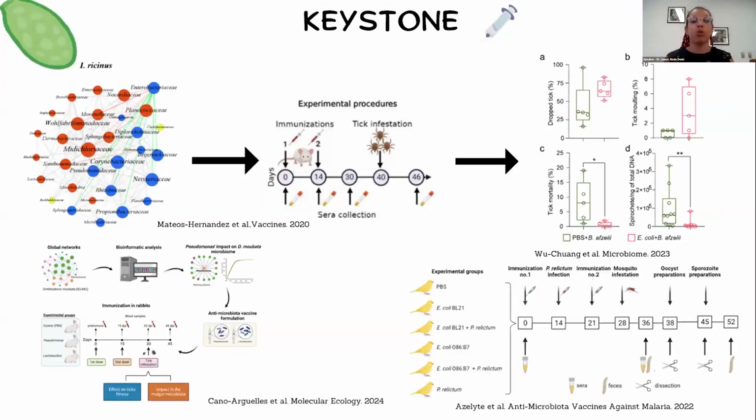This same approach to study the centrality of certain taxa or microbes in the networks has been applied in other studies, such as Cano-Argüelles and Axel, in other systems, for example mosquitoes, to identify potential keystones that could be used as targets or as antigens for an anti-microbiota vaccine and affect the fitness and competence in different vectors.